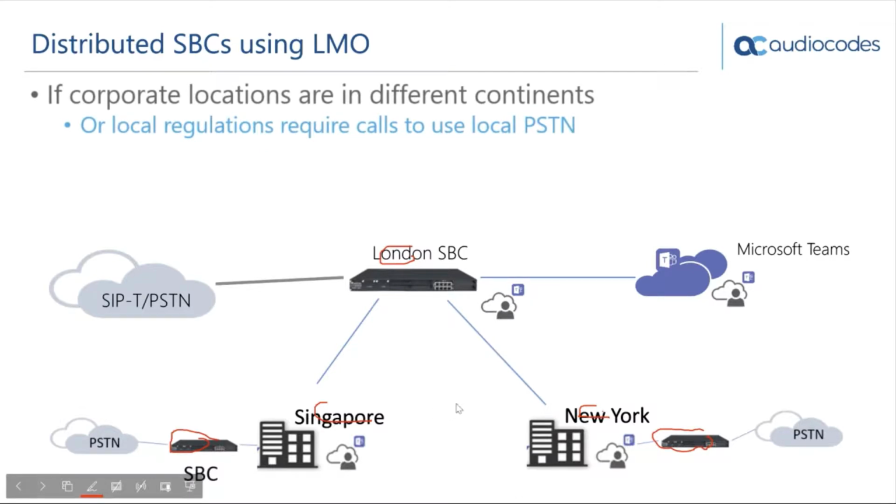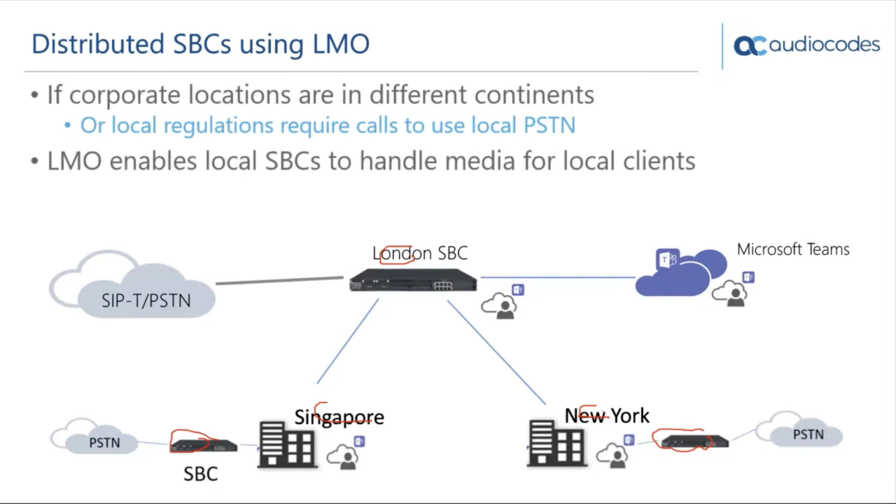This also has an effect, of course, if you've got local regulations where you need to use local PSTN. So, for example, in some parts of India, some parts of the Middle East, you can't make international phone calls using voice over IP. If you want to make an international phone call, it's got to hit the PSTN in that country and then go across the PSTN interconnects, so that the local countries can monetize those phone calls. So LMO allows you to do that, basically.